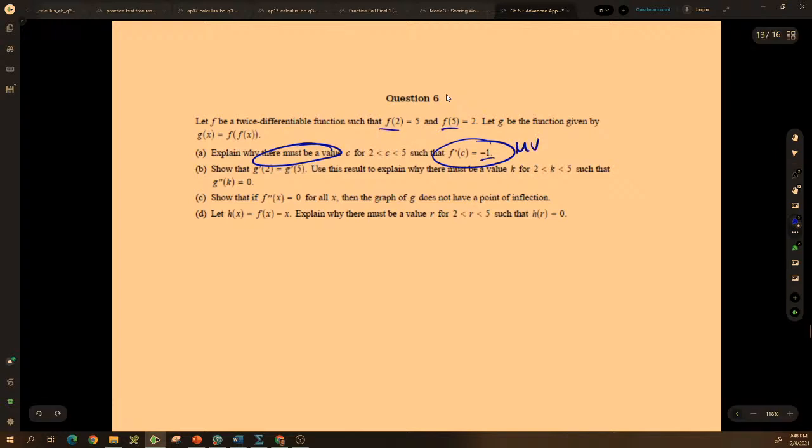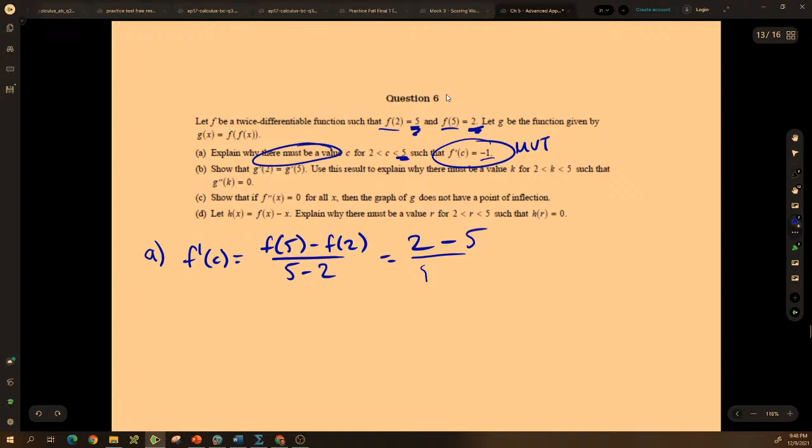Okay, so if I'm doing MVT, what I need to always do is do f prime of c equals f of b, which in this case is 5, minus f of 2 over 5 minus 2. Well, f of 5 was 2, right? They gave that to me. And then f of 2 was 5 over 5 minus 2. That's negative 3 over positive 3, which is negative 1.